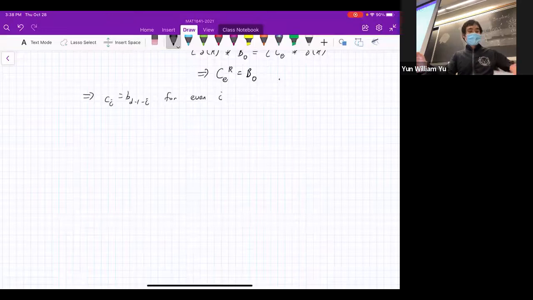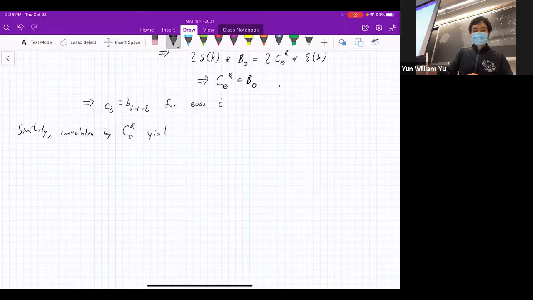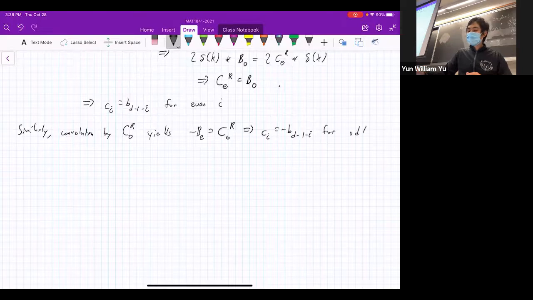And similarly, I'm not going to walk through all this logic, but you can sort of see what happens. You do the same thing. So similarly, convolution by CO reversed yields something slightly different. You end up with a negative sign instead. Minus BE is equal to CO reversed, which implies that CI is equal to minus B sub D minus 1 minus I for odd I. And together, that means that CI is equal to minus 1 to the I times B sub D minus 1 minus I for all I.